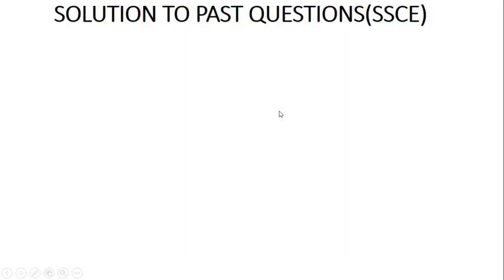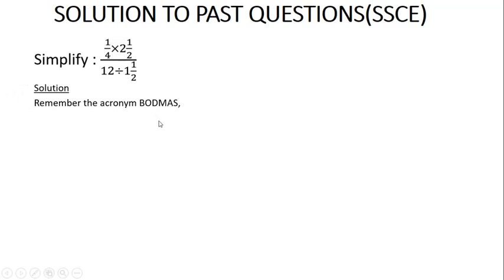Now to the question that we have to solve today. Consider the question on your screen, and anytime you see a question of this nature, you are expected to simplify this. The first thing that should come to your mind is this acronym that we call BODMAS. This is an acronym that we employ in solving a question of this nature. B stands for bracket, O stands for of, D stands for division, M multiplication, A addition, and S subtraction.